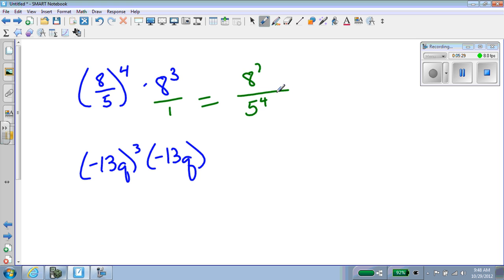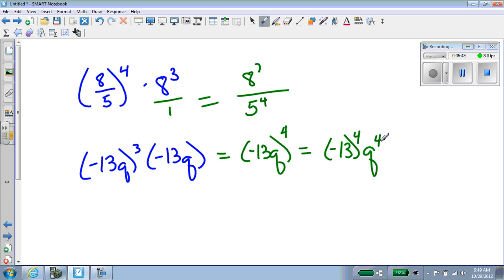All right, so I can think about this one of two ways. The base is the same, right? Negative 13q. So the easier way to do this is to say it's negative 13q raised to the 4th. And then there are 4 factors of negative 13 and 4 factors of q.